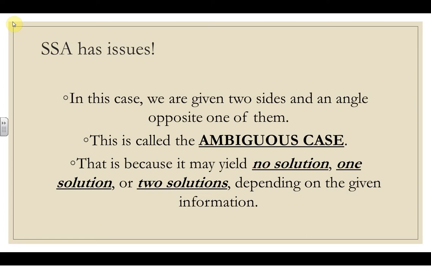So, side-side angle has its issues. Whether it's forwards or backwards, it's got issues. In this case, we are given two sides and an angle opposite one of them.